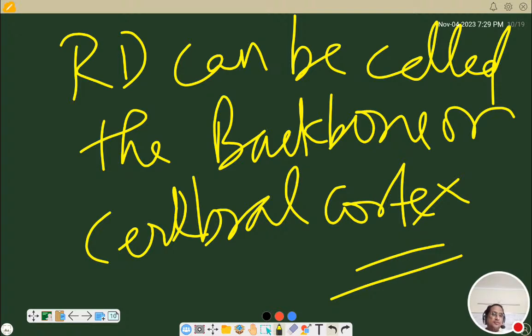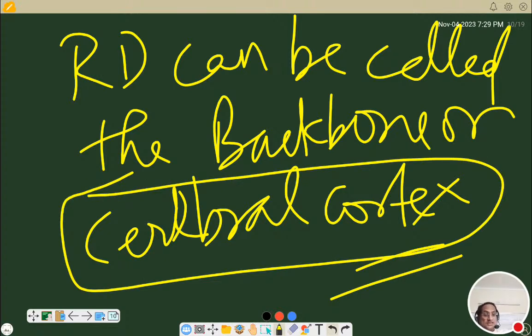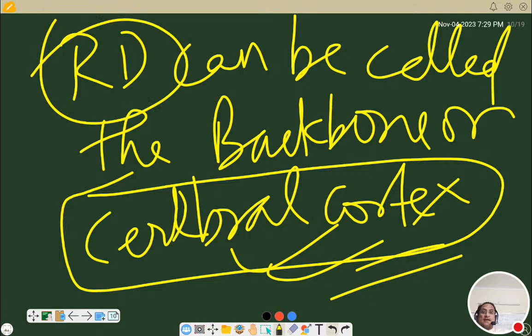It may be called backbone, cerebral cortex. Why? Because the cerebral cortex is that part of the brain which is involved in planning. The cerebral cortex decides how you will take actions, how you will take decisions. Likewise, the research design will ensure how you will take decisions.